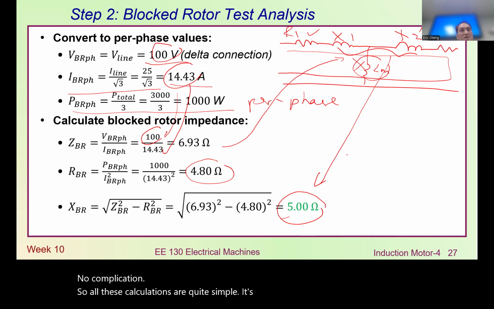But of course, some other motors may use different designs. So you need to check what kind of motor they're using and what kind of design. Sometimes they use a 4-6 ratio, maybe 3-7 ratio, depending on the particular motor design. But if the question is not given or the motor is not provided to you, then you can just use 50%. Because for most analysis, 50% will be good enough.